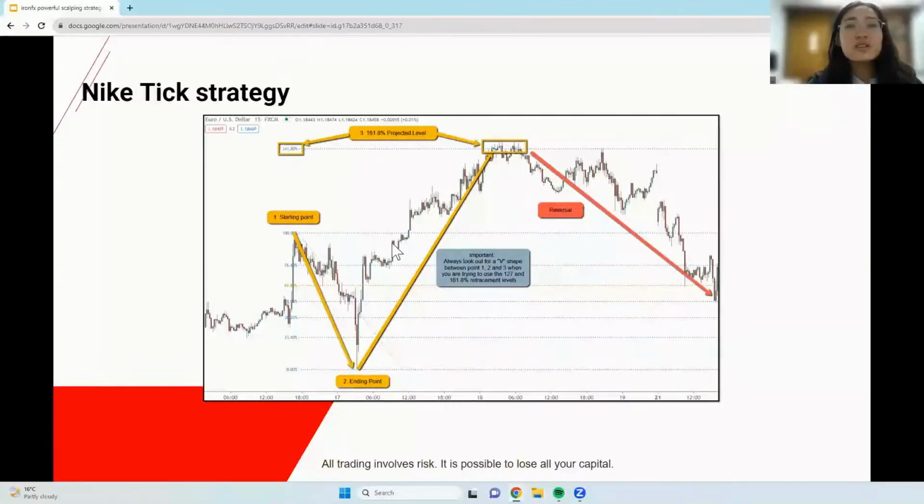Then you're projecting where price will reverse off of. In this case, price reversed off of the 161.8, and then we expected a reversal here.